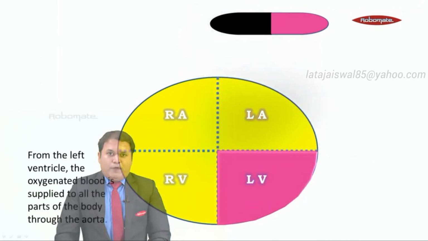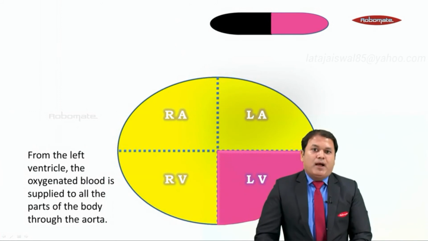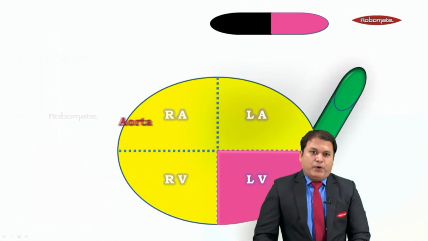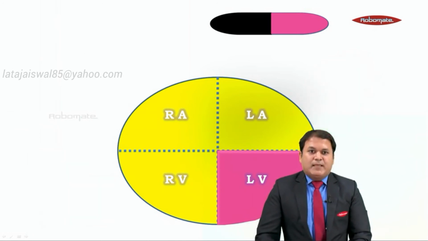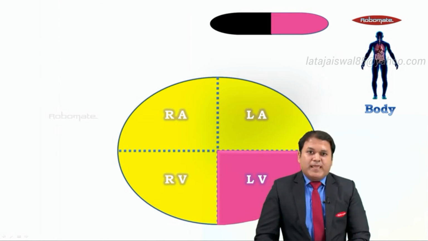And finally, from the left ventricle, the oxygenated blood is supplied to all the parts of the body through the aorta, which is the largest artery of the body. So we have the aorta, and the aorta carries this oxygenated blood and supplies it to all the parts of the body. So this is the working of the heart.